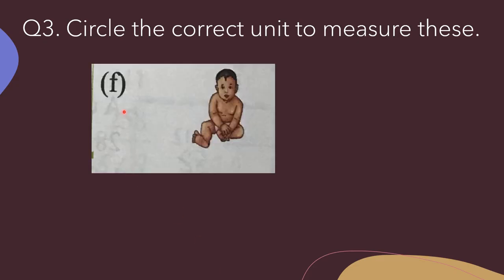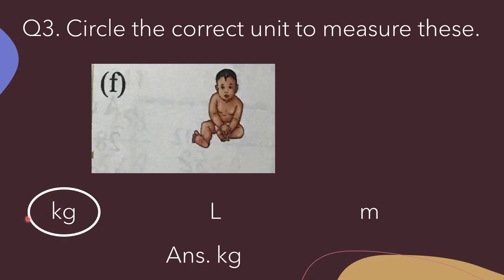Now in F part, there is a boy, okay, and here we have options kilogram, liter or meter. So beta here we want to find out its weight, है ना, ये boy है और boy का हम क्या find out कर सकते हैं, weight find out कर सकते हैं. So to find out the weight of this boy, we will use kilogram unit, kg, okay. So we will circle this kg, okay, and here we will write answer kg.